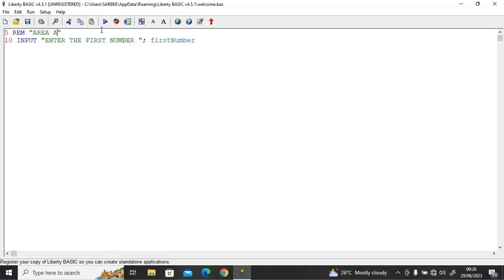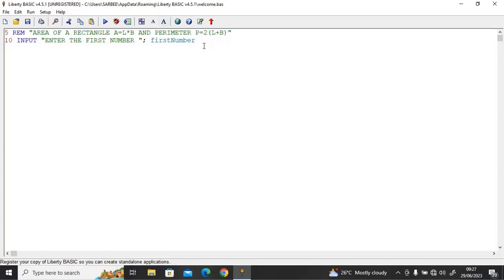Perimeter and area of a rectangle. And you have to know the formula. That is the first thing. So the area of a rectangle is length times breadth. And the perimeter of a rectangle, P is equals to 2 open brackets L plus B. So this is the formula.